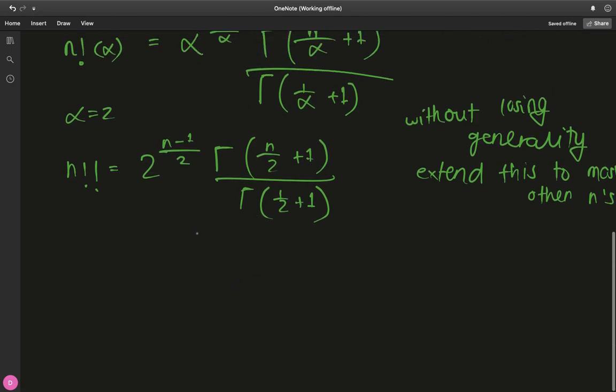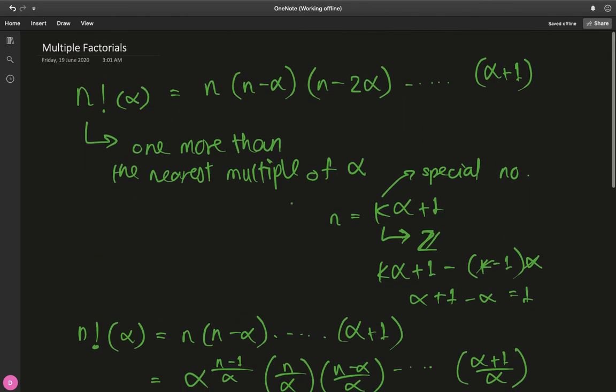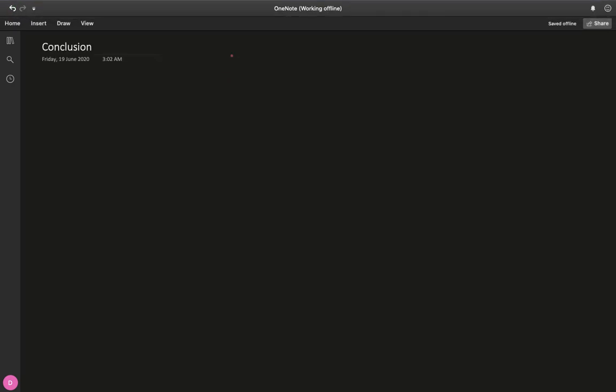And yes, we have a nice generalization for the multiple factorial. Now it's actually time to use this definition back in our a sub n plus 1 term. So let's do that on a fresh page. Previously we obtained that our a sub n plus 1 term could be represented as n double factorial divided by n minus 1 double factorial.